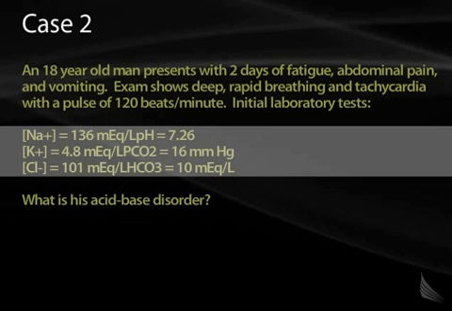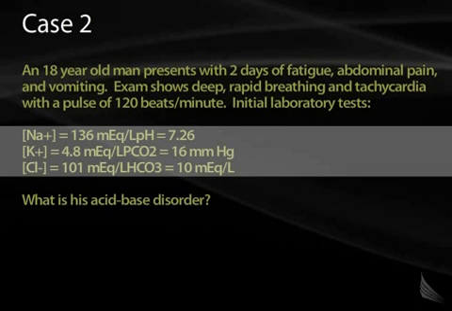Next, we calculate the anion gap. Again, this is the difference between the measured sodium and the sum of the measured chloride and bicarbonate. The anion gap is 25. As you recall, the normal range of anion gap is between 8 and 12. So this is clearly elevated.